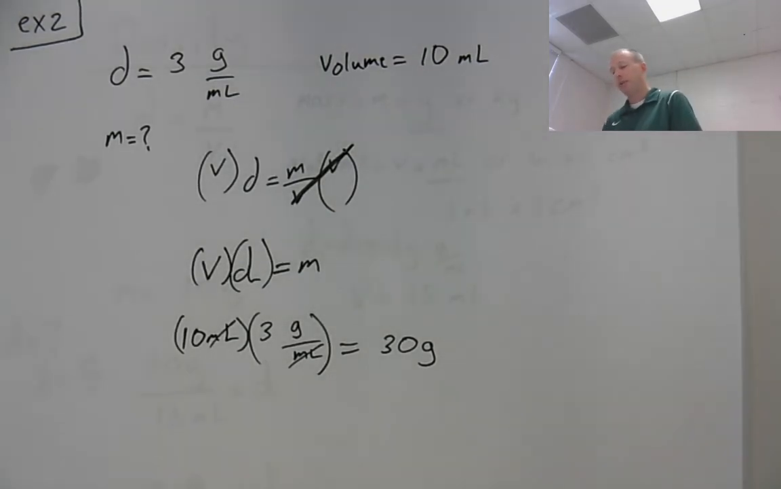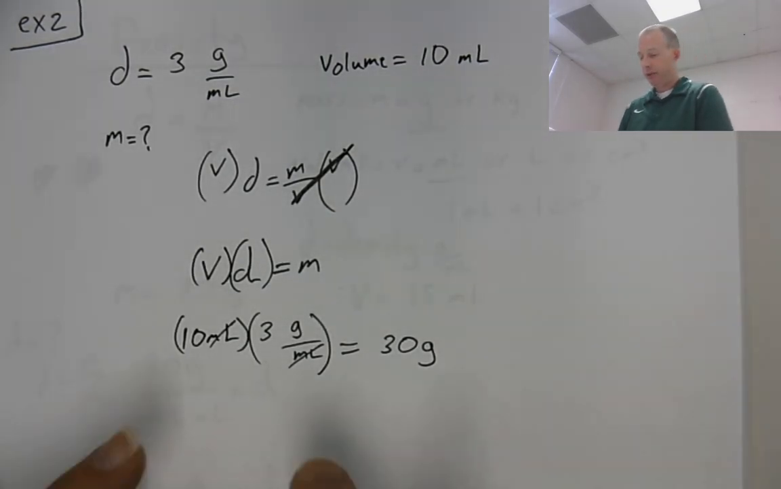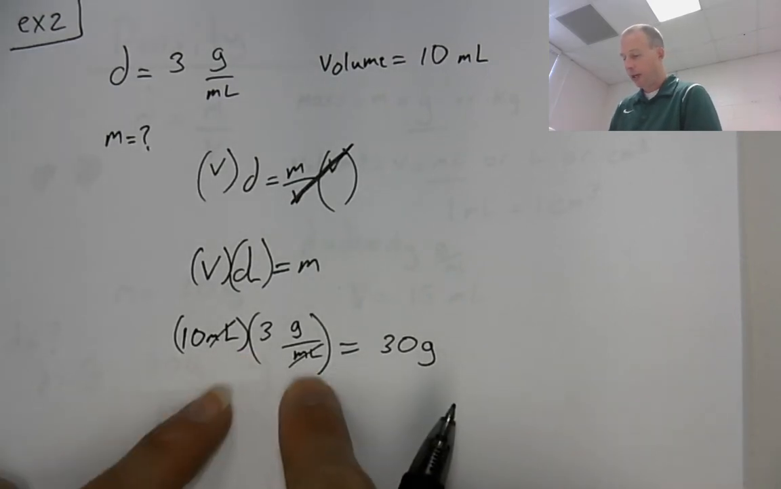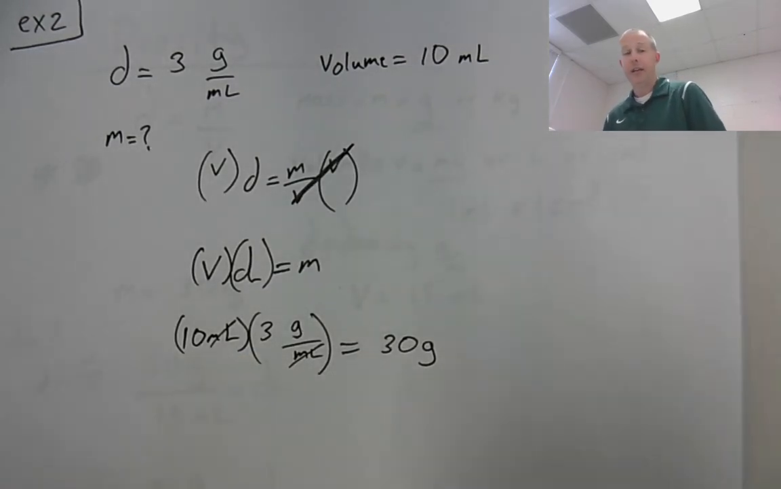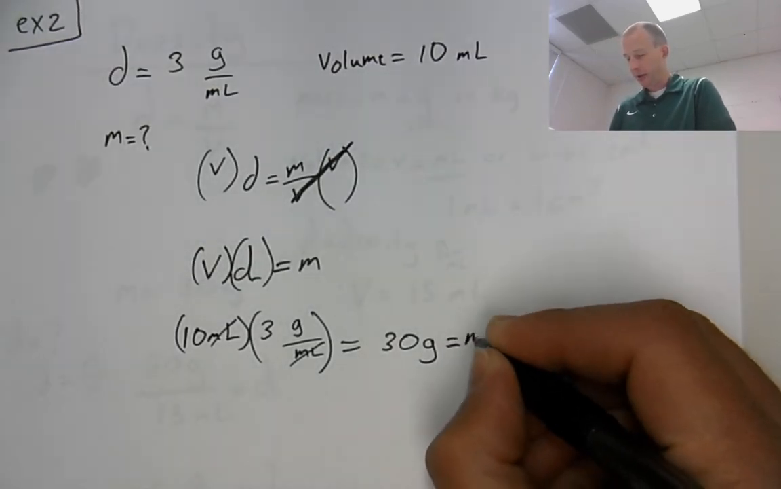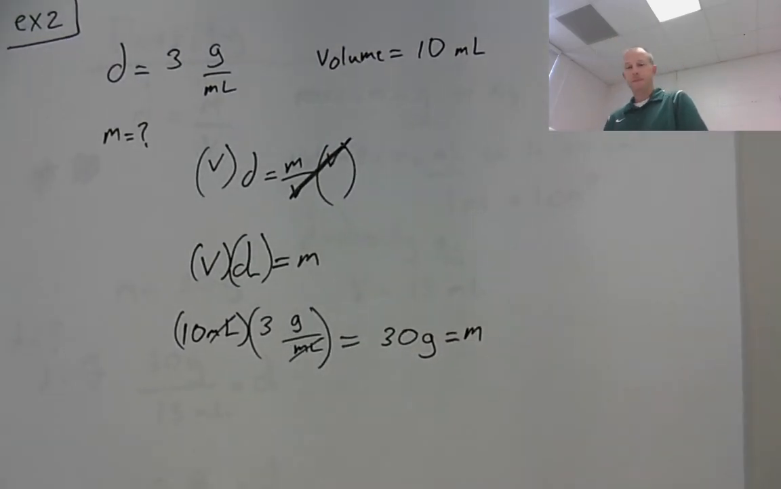Not 30 grams per milliliter. The milliliters are gone. The reason they're gone is you have one on top, one on the bottom. They cancel out. They're gone. So in this case, your mass is 30 grams.